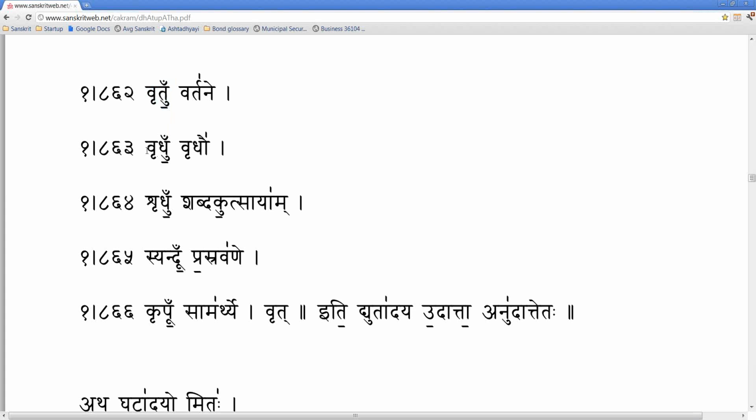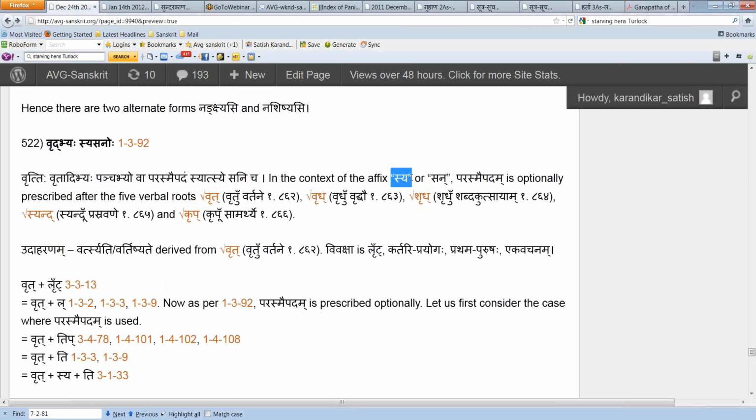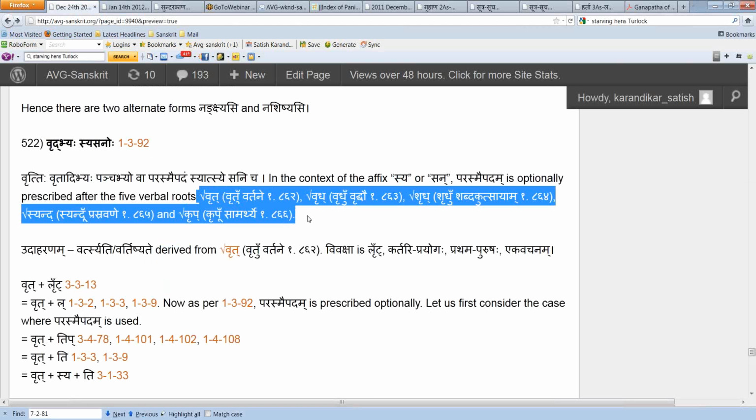So vritu vartane, vridhu vridhav (a typo here, it should be vridhav), shrudhu shabda kutsayam, syandu prasravane, and kripu samarthye, all of them are anudatta it. So therefore, by anudatta gnita atmanepadam, they should be taking atmanepadam. But then this sutra says that in the context of pratyaya sya or san, these five dhatus will take parasmaipadam optionally. One last time, these five dhatus in the dhatu patha order, starting with vritu vartane up to kripu samarthye, take parasmaipadam optionally.